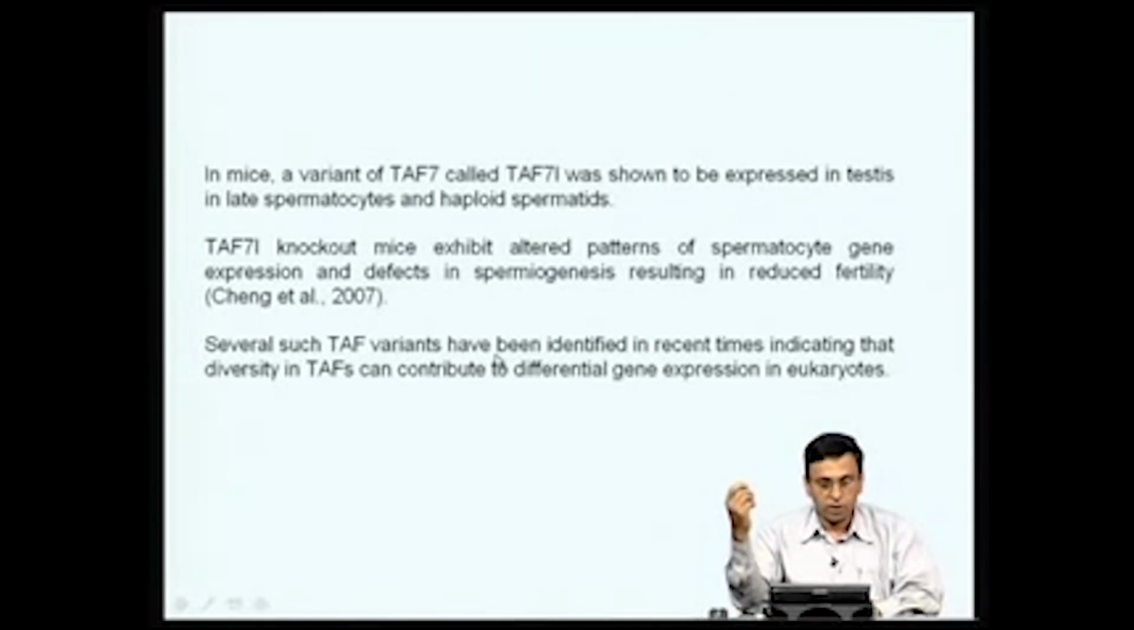Similarly, in the case of mice, for example, a variant of TAF7 called TAF7L was shown to be expressed in testes in late spermatocytes and haploid spermatids. So, TAF7L knockout mice again exhibit altered patterns of spermatocyte gene expression and defects in spermiogenesis resulting in reduced fertility. So, you can see here are certain TAFs which are actually essential for spermatogenesis, and if you block the expression of this particular TAF, it results in infertility or reduced fertility in these mice. So, several such TAF variants have been identified in recent times, indicating that diversity in TAFs can actually contribute to differential gene expression in eukaryotes.